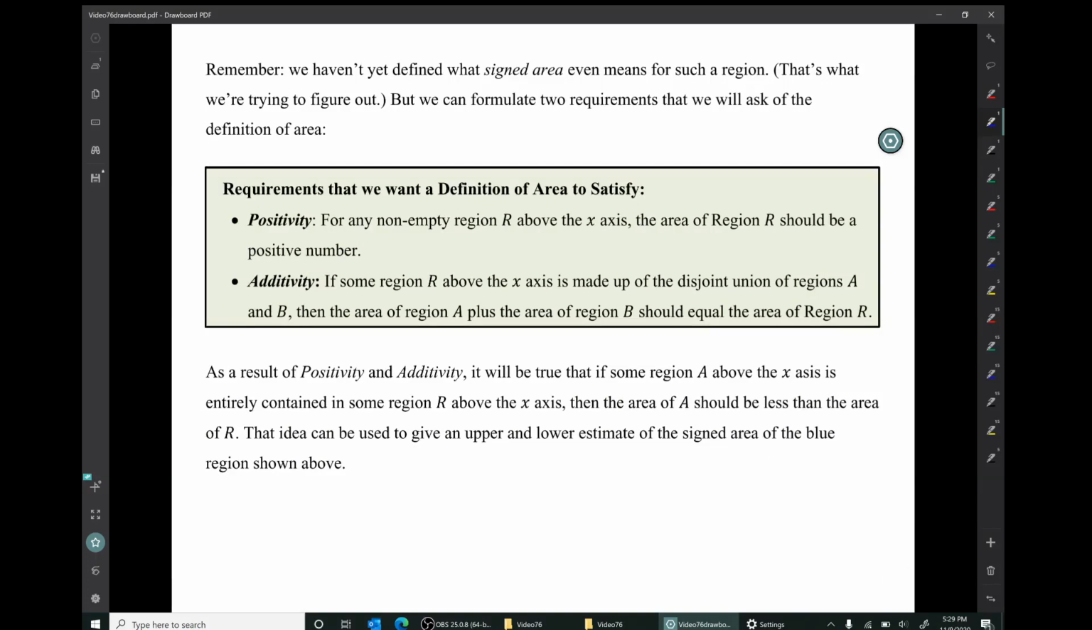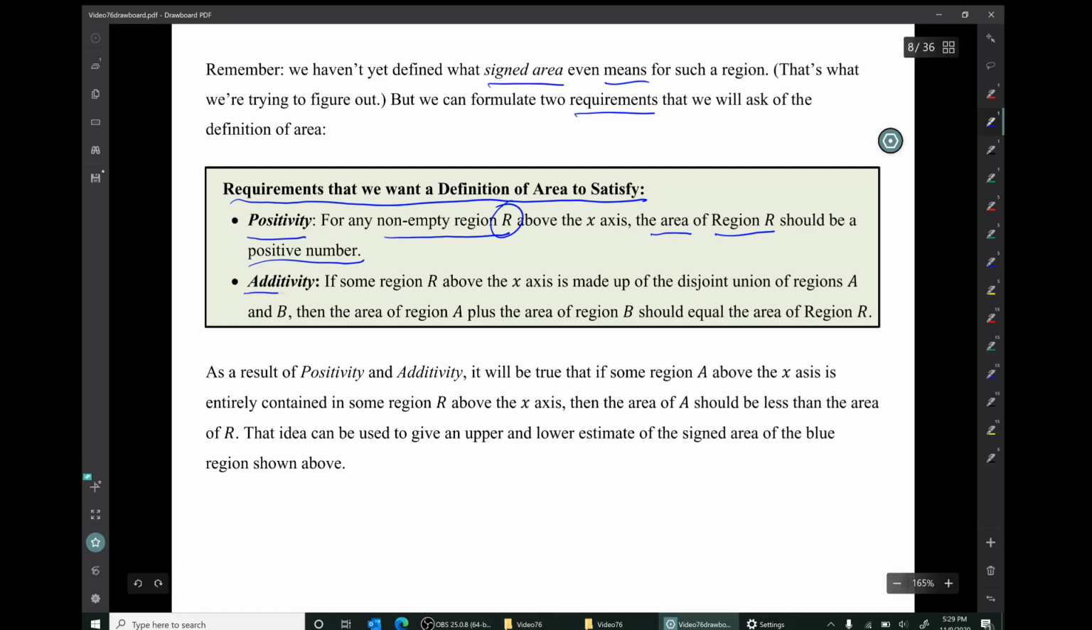Remember, we haven't yet defined what signed area even means for such a region. That's what we're trying to figure out. But we can formulate 2 requirements that we'll ask of the definition of area when we finally come up with one. So here are the requirements that we want a definition of area to satisfy. The first is called positivity. For any non-empty region R above the x-axis, the area of region R should be a positive number.